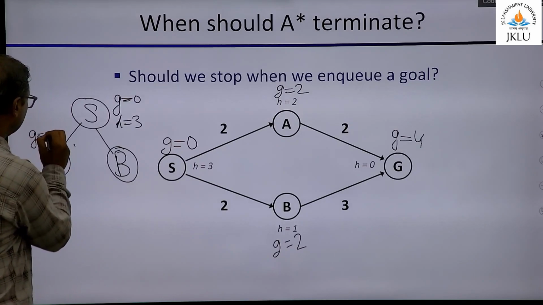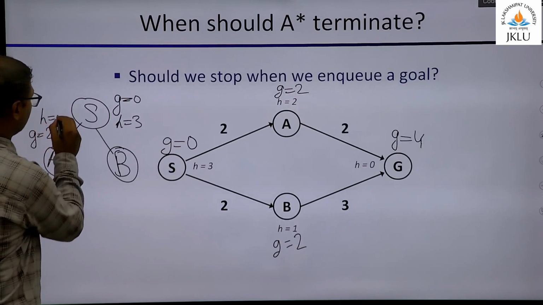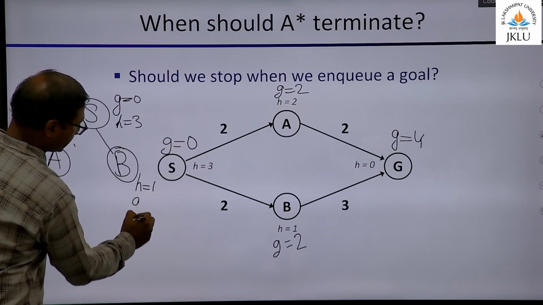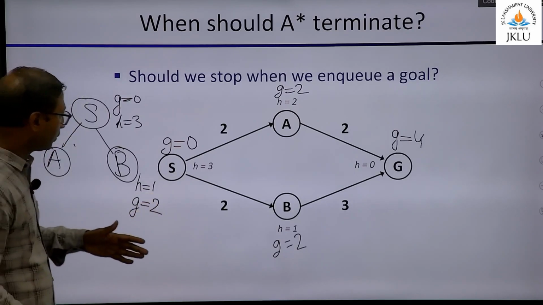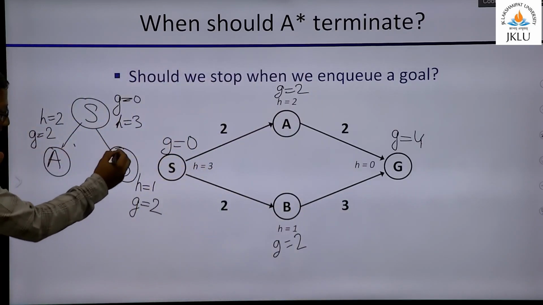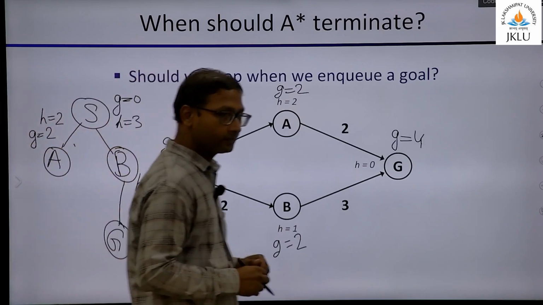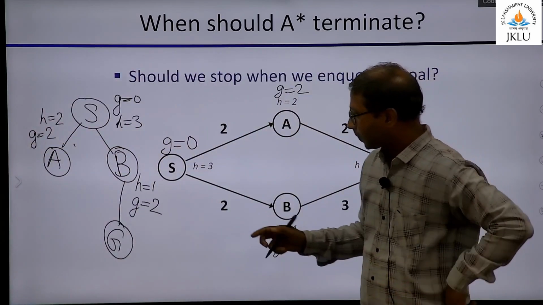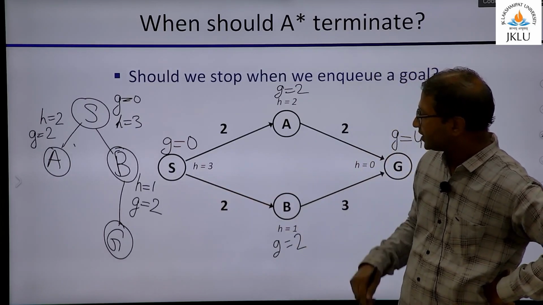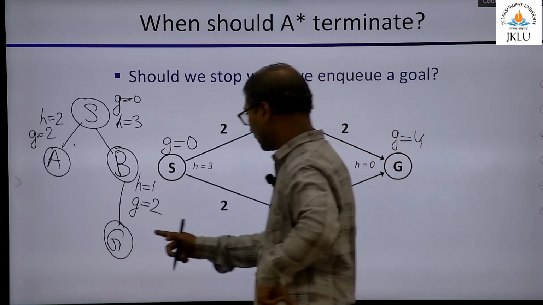A में G equal to 2 and H equal to 2. यहाँ पे H equal to 1 and G equal to 2. Which one do I go? B. All right. So अभी फ्रिंज में ये दो थे, I have expanded B and there is a G here. Okay, what do I do next? What is in my fringe now? A and G. Okay, and what are these values for G?